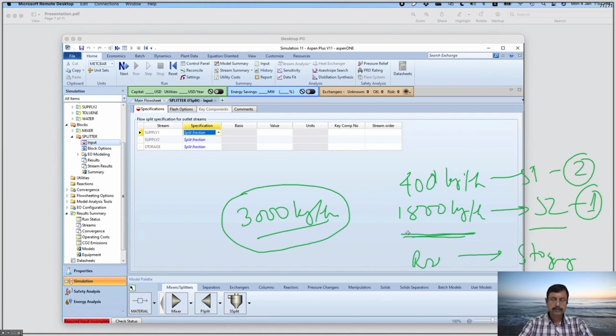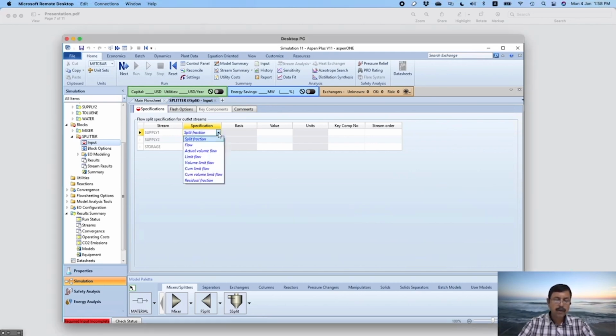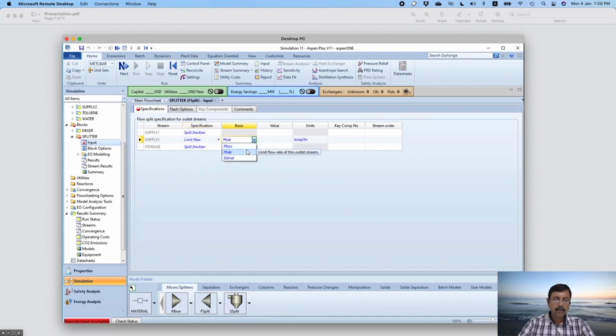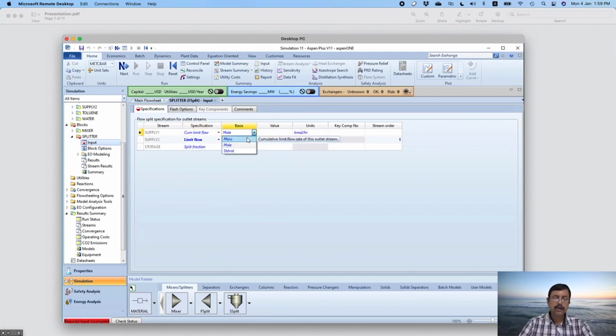So how? You can say limit flow of supply line 2 with a mass flow rate of 1800 with a stream preference number 1, and cumulative limit flow of, so 1800 plus 400, that means 2200 kg per hour. So that is cumulative.